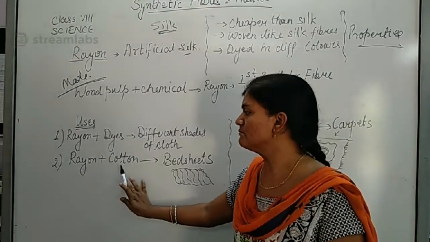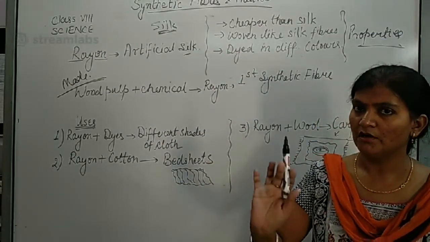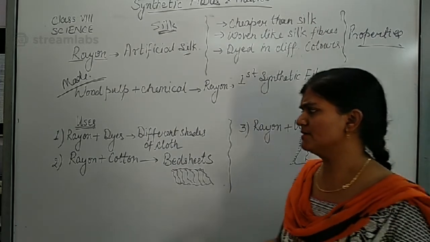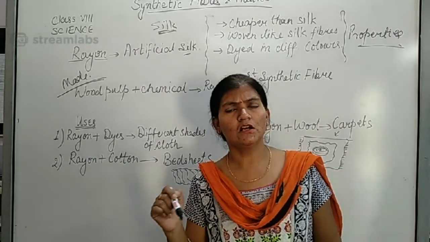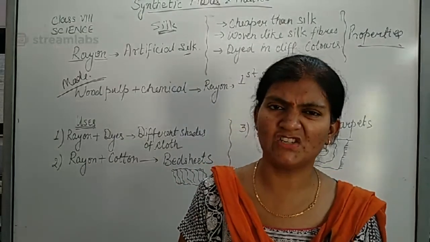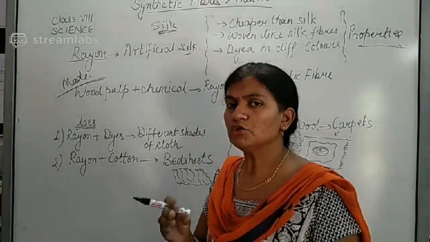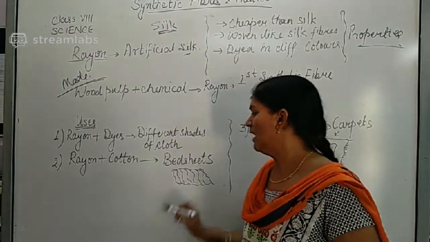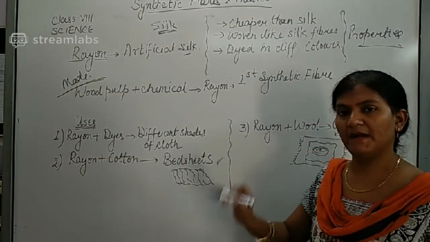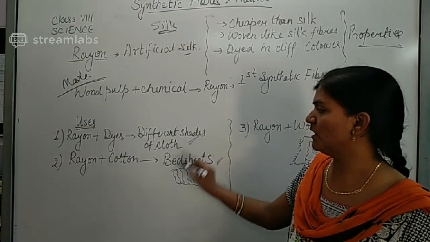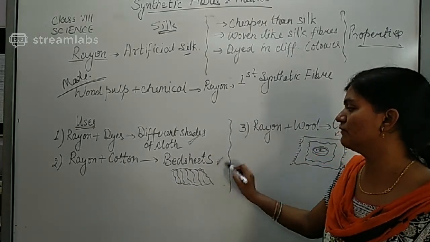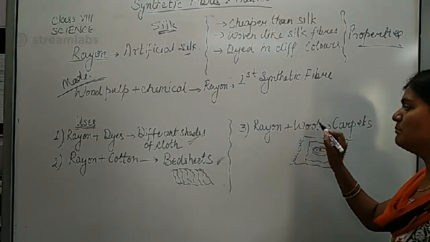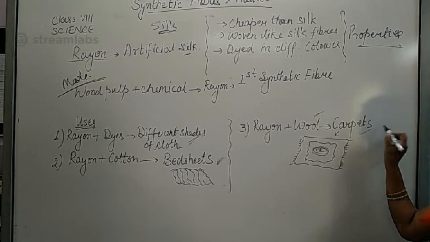Then if rayon is mixed with cotton, then bed sheets can be made, because rayon alone cannot be used to make bed sheets as they are slippery. So to provide a little friction, a little roughness to it, it is mixed with cotton, and they are used for making the bed sheet. So they are used to make different types of clothes, and different types of bed sheets. And the last one is that rayon is mixed with wool to make carpets.